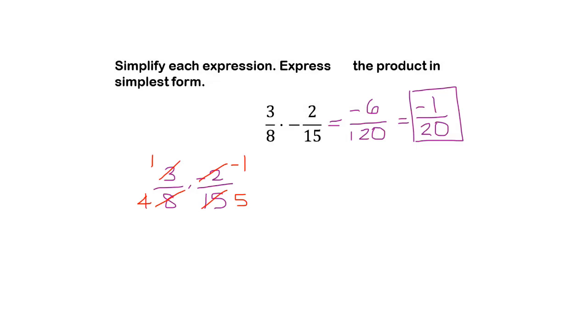Now that we simplified the problem, we can just multiply straight across the smaller numbers, the numbers that we reduced. So we have 1 times -1, which will be -1. 4 times 5 would be 20.